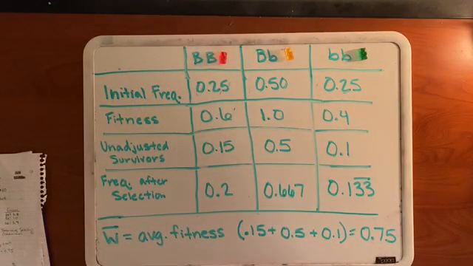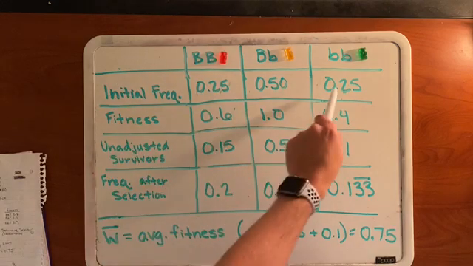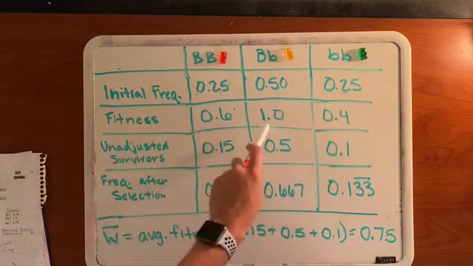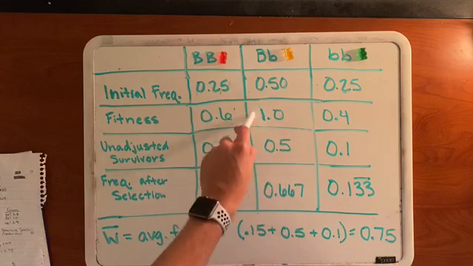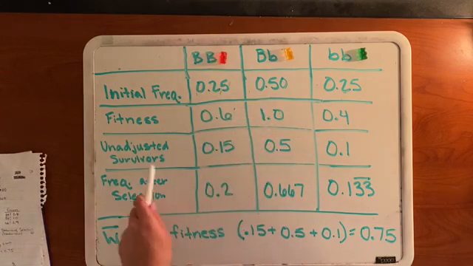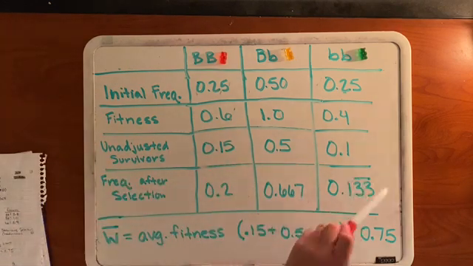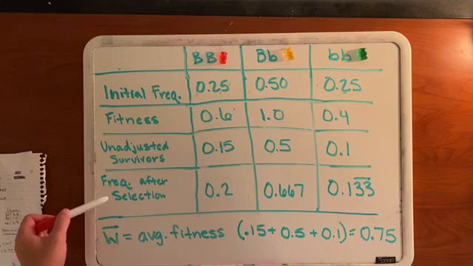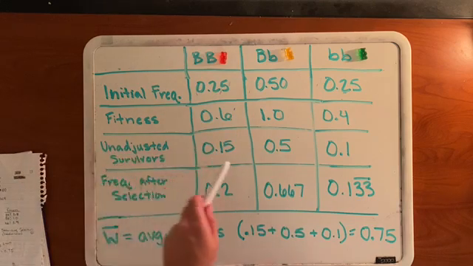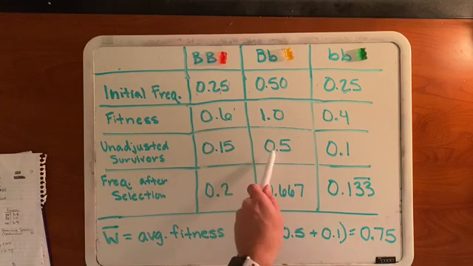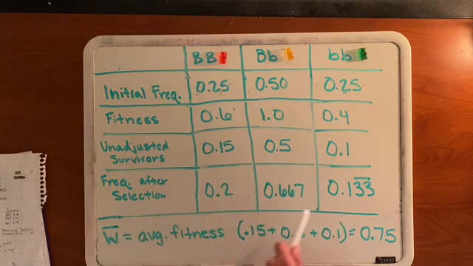Now we have a chart that will allow us to get our frequency after selection. So we start with our initial frequencies from last time, and we have the fitness, with the gold bear having the highest fitness since it is the least selected against. To calculate the unadjusted survivors, you multiply the initial frequency by the fitness, and you receive these values. And then to get the frequency after selection, you take the unadjusted survivor divided by the average fitness, which is calculated by adding each of the unadjusted survivors together, leading to the frequency after selection.